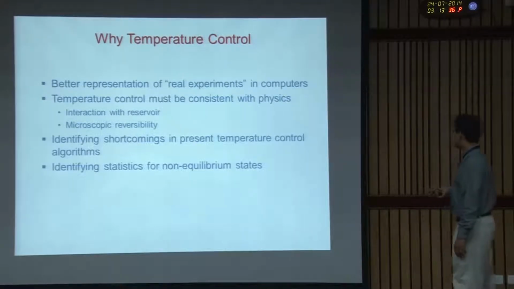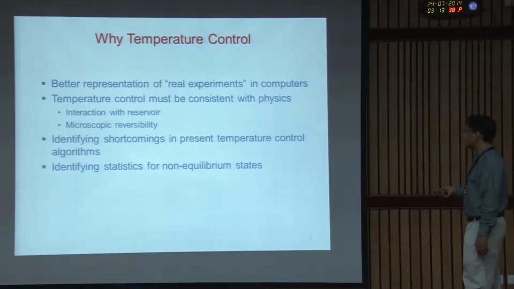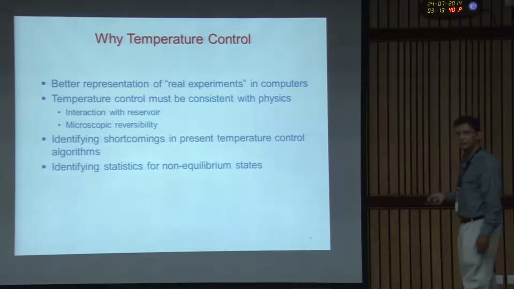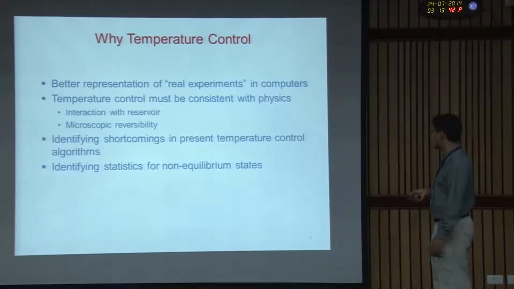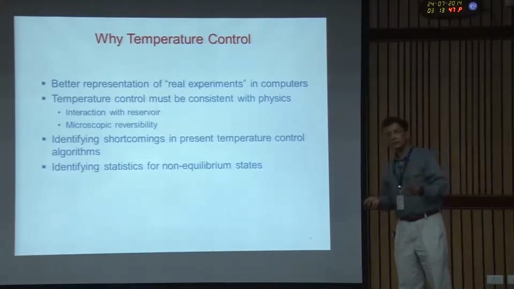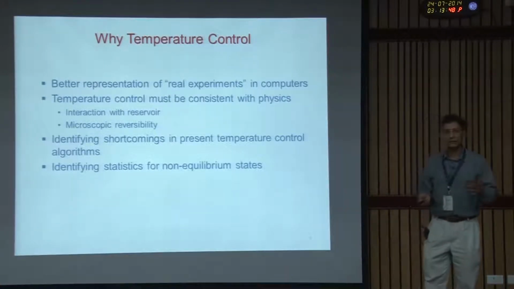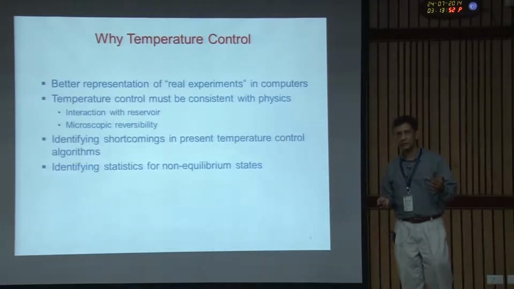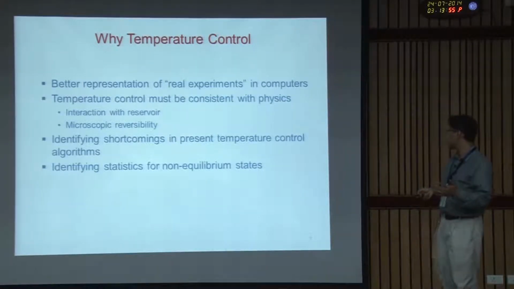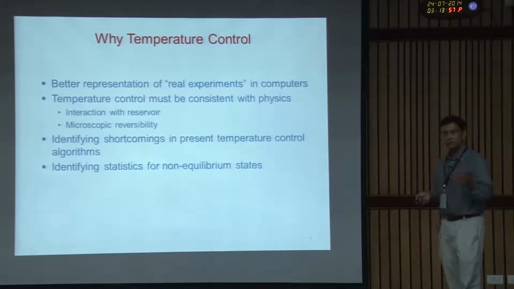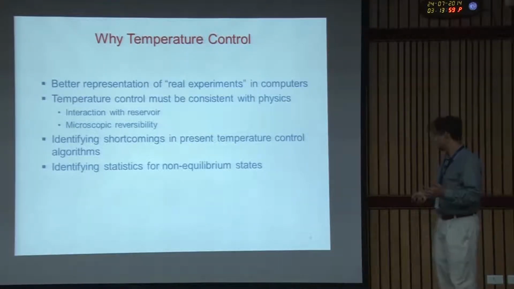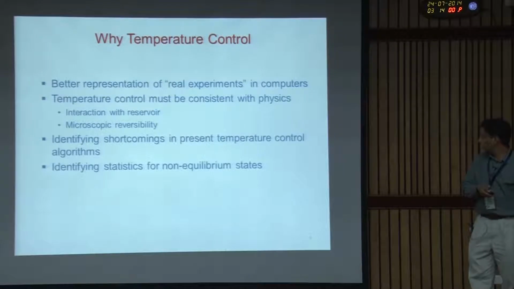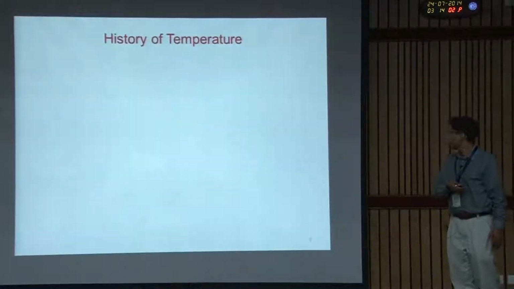And then while doing that, we'll also talk about the shortcomings in present or evolving temperature control methods. And all processes in real life are to some extent non-equilibrium in nature, irreversible in nature, so the states are not in equilibrium. So we want to find statistics of these non-equilibrium states.